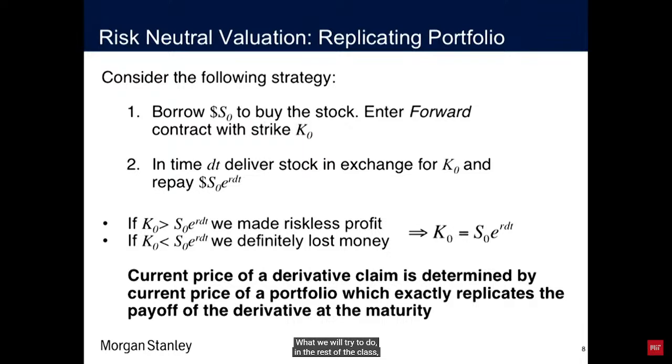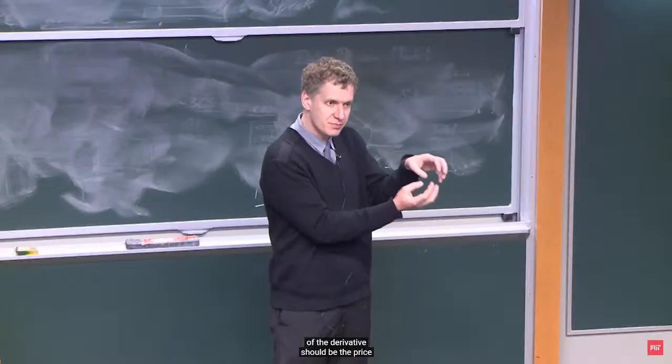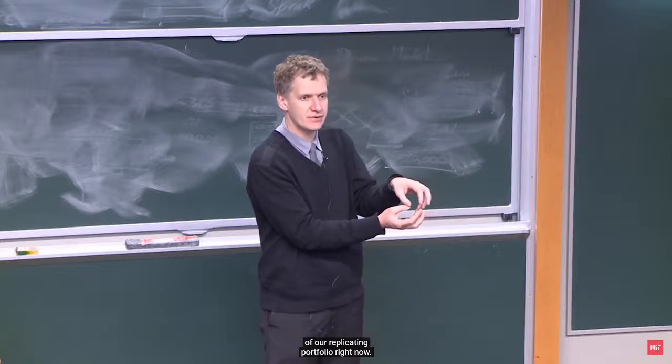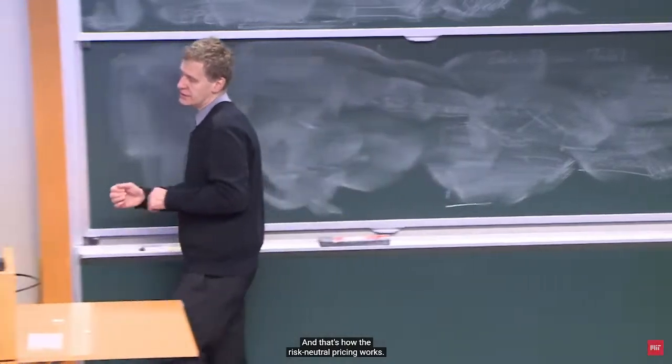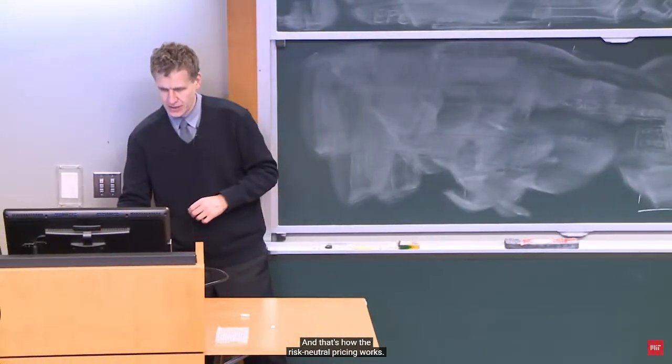What we will try to do in the rest of the class is take a payoff and try to find a replicating portfolio, maybe more complicated, maybe dynamic, such that at the end, this replicating portfolio will be exactly our payoff, right? And what would it mean? Obviously, it would mean that the current price of the derivative should be the price of our replicating portfolio right now, right? And that's how risk-neutral pricing works.